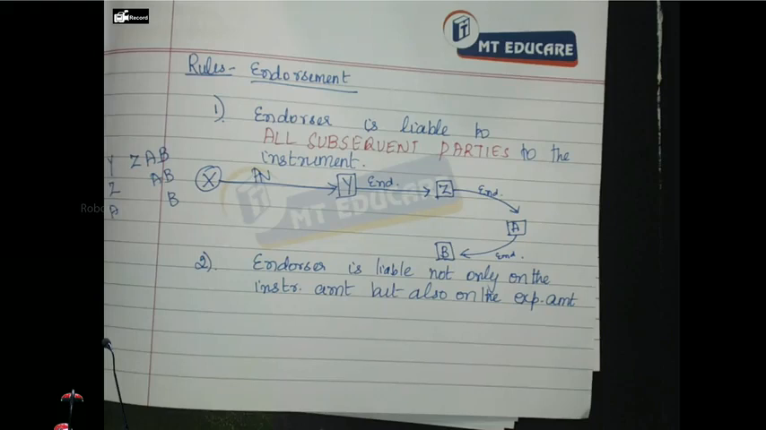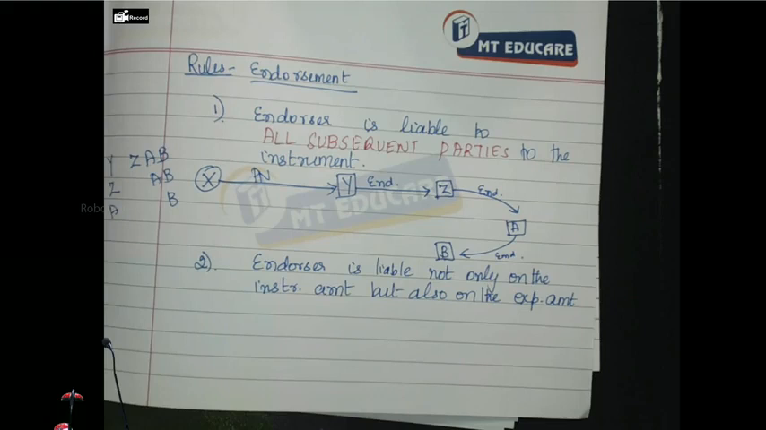What do the first three rules say? Rule number one says, endorser is liable. To whom is the endorser liable? Endorser is liable to all the subsequent parties. X endorses to A, A endorses to B, B endorses to C. X is liable to whom? A is liable to whom? B is liable to whom? An endorser is liable to all the subsequent parties. Right, sir? Is he liable only on the instrument amount, or is he liable on something else also?